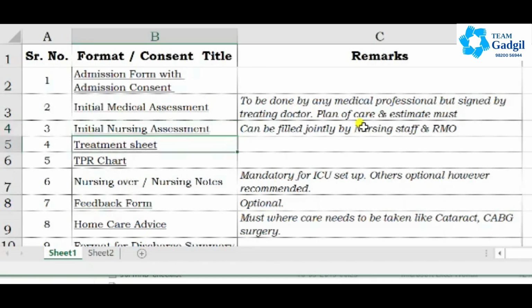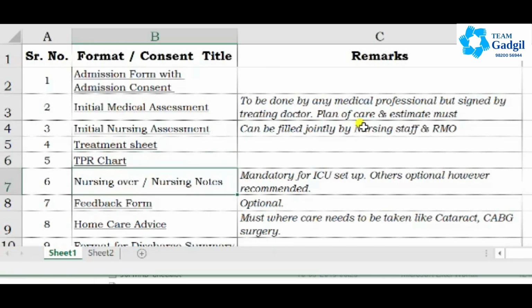Treatment sheet, I'm sure you will have a treatment sheet and a PPR chart, both of which you will have. In case there are no columns for date and time and the other parameters as in our format, you can use your existing format without changing it.